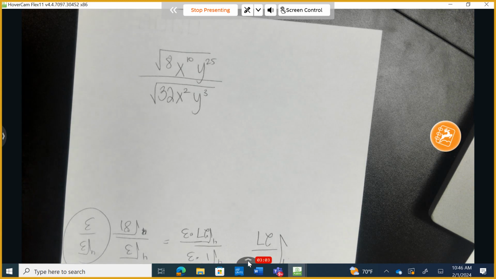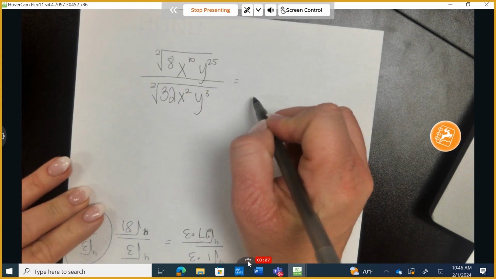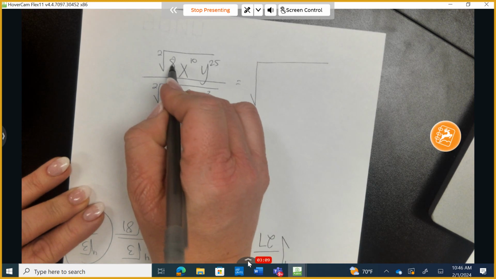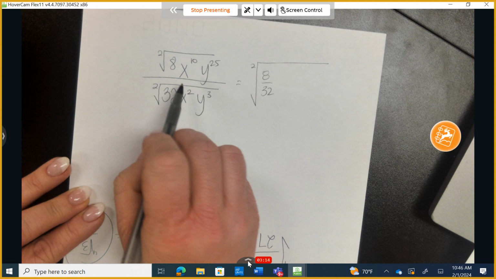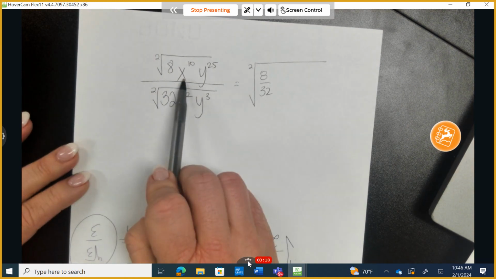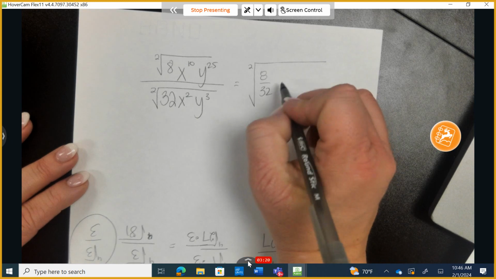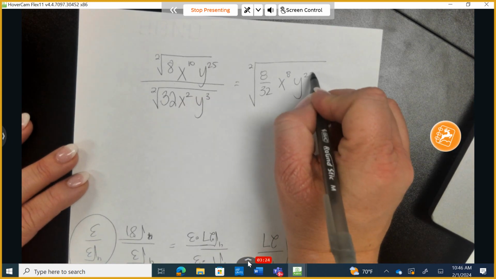We have the same nth root. There's a hidden number here, and it's a hidden 2. So I can put these together. 8 divided by 32. Okay, I can do that. Now, how do I handle when you have the same base? Well, when we are dividing, we subtract. 10 subtract 2 is 8. 25 subtract 3 is 22.